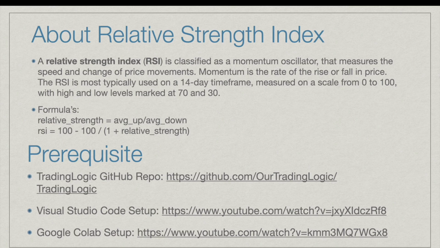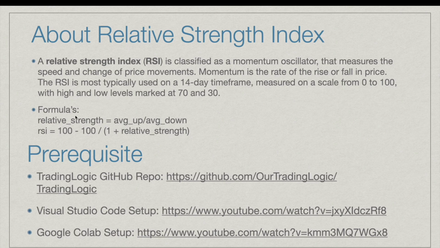That means we will scale the number 0 to 100, then we find the mean value for the previous 14 days' price. Then if the price goes beyond 70 out of 100, that means it's overbought. Suppose the price comes less than 30 out of 100, 0 to 100, that means it's oversold.